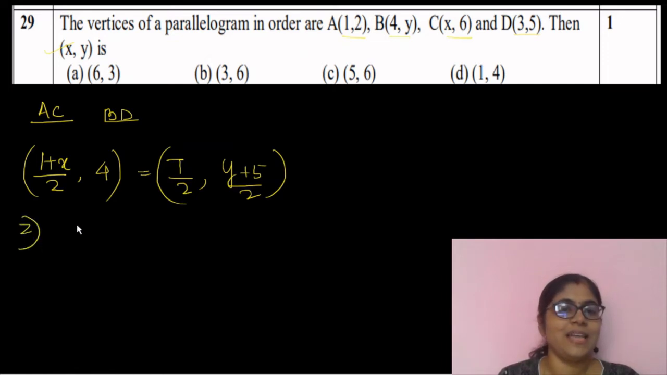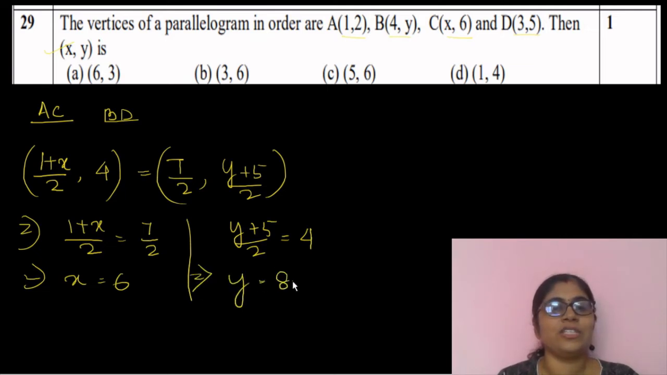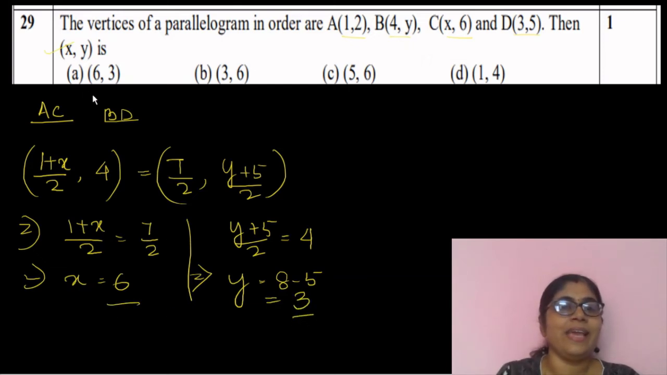So this implies that (1 plus x) by 2 equals 7 by 2. That means 1 plus x is equal to 7. So x is equal to 6. And what about y? For (y plus 5) by 2 equals 4 implies that y is equal to 8 minus 5, equals 3. So 6 and 3, that means option A is the right answer.